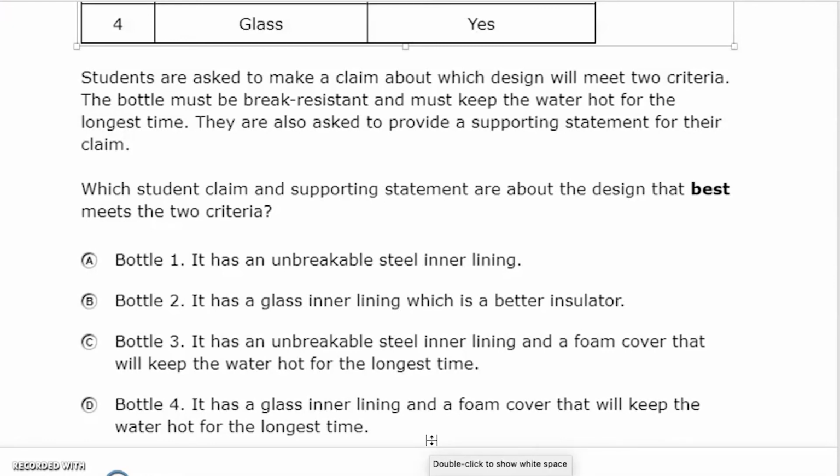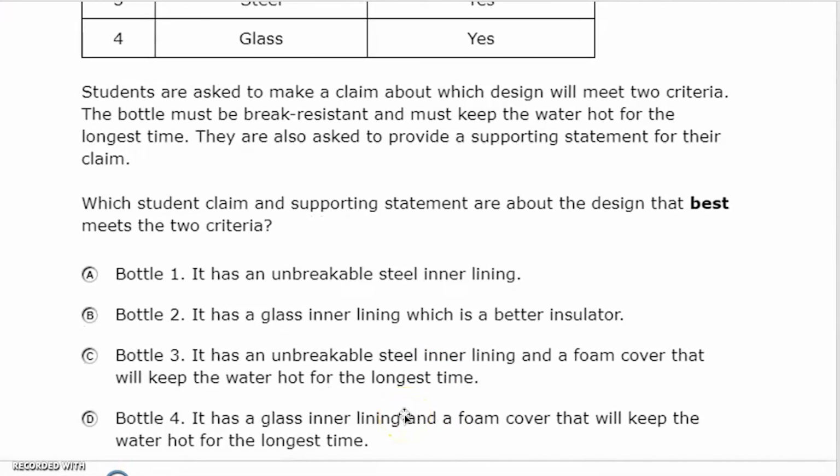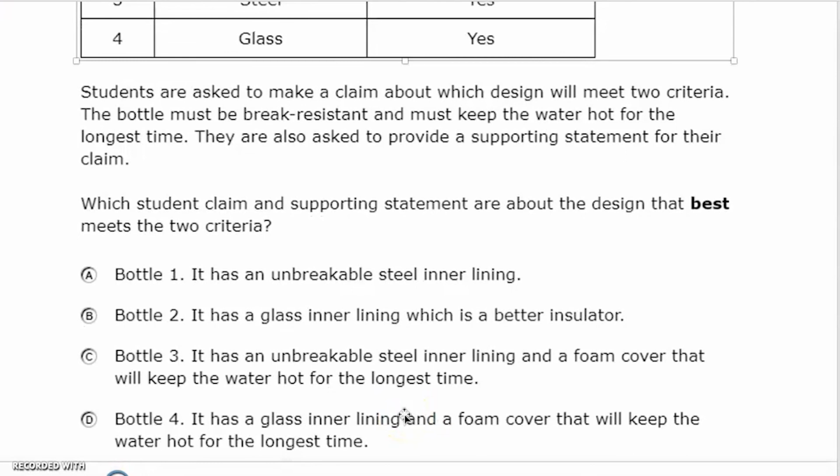Okay, so in this case, bottle 4 has a glass inner lining. So glass is a good insulator. And a foam cover that will keep the water hot. So it's not really addressing anything about being unbreakable though. So the answer, the one that would meet the two criteria of being unbreakable and being a good insulator, would be bottle C.